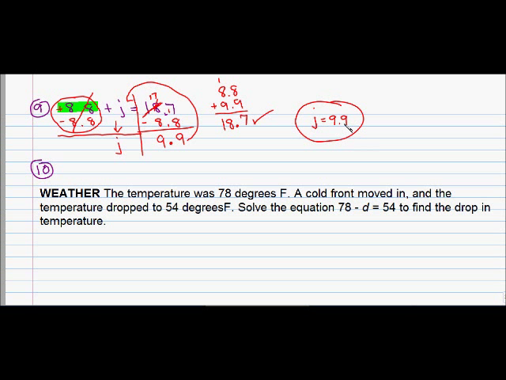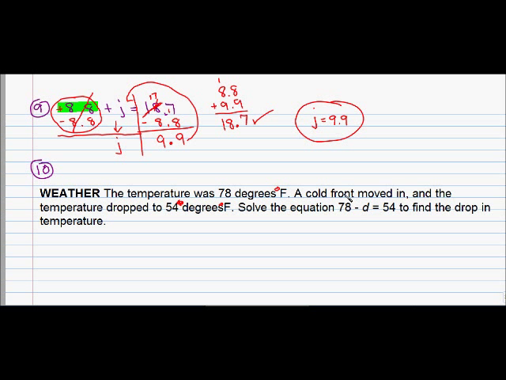Are you ready for a word problem? Read the problem first. Underline the question. The temperature was 78 degrees Fahrenheit. A cold front moved in, and the temperature dropped to 54 degrees Fahrenheit. Solve the equation 78 minus D equals 54 to find the drop in temperature.